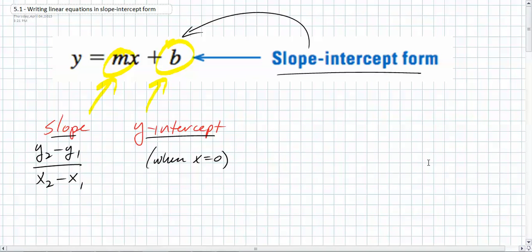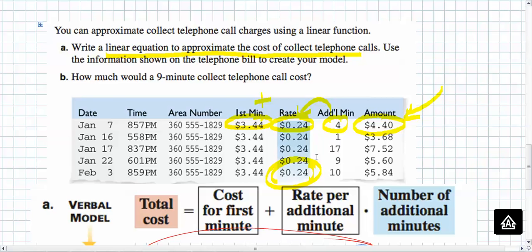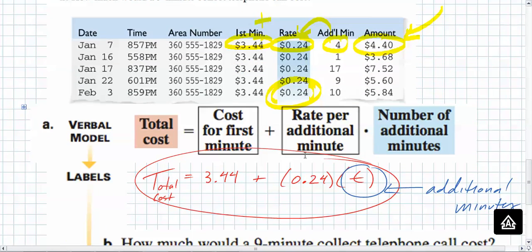$5.36. So to recap, remember that slope-intercept form is when the line is in the form y equals mx plus b, where m is the slope and b is the y-intercept, which is where the graph crosses the y-axis, which is when x equals 0. You could start with a graph of an equation, in which case you need to know the y-intercept, in this case it was given, and then find the slope by measuring y2 minus y1 between 2 points and putting it over x2 minus x1. And then last, you need to come up with the equation of a linear function given a table of values or a word problem. And you have to remember that you need a verbal model and labels.